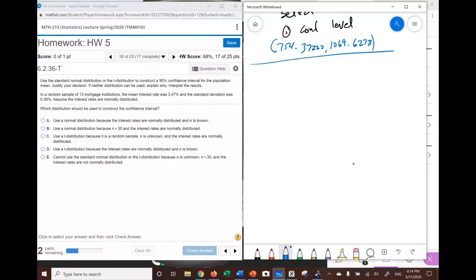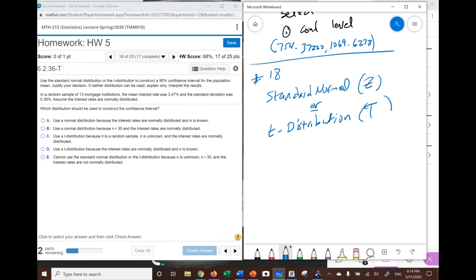So let me write this down in number 18. Do we use standard normal? By the way, standard normal is the same as Z. Or do we use the T distribution? Which one do we use, Z or T, when C equals 90%? That's what they ask for the population mean. Justify your decision. If neither distribution can be used, explain why, and give an interpretation to your answer.